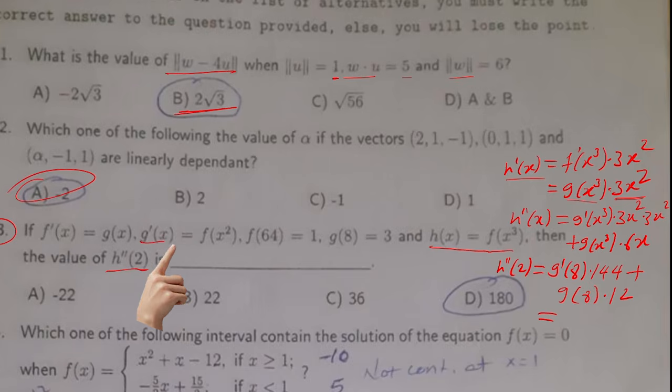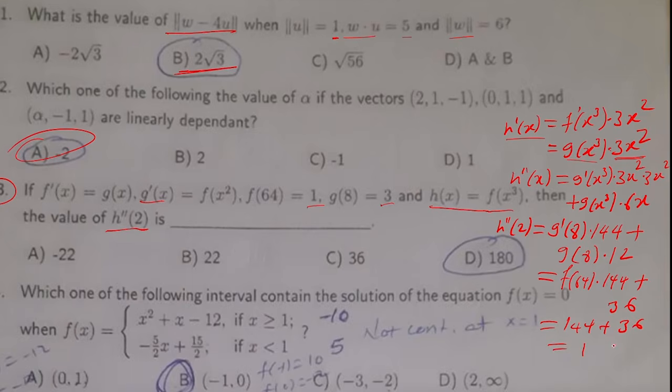Now let's look at what we have. G prime at x is f of x squared. Therefore, g prime at 8 means f of 8 squared, 64, times 144, plus g of 8, which is given here, 3, times 12, plus 36. F of 64, that is 1. So 144 plus 36, that is 180.